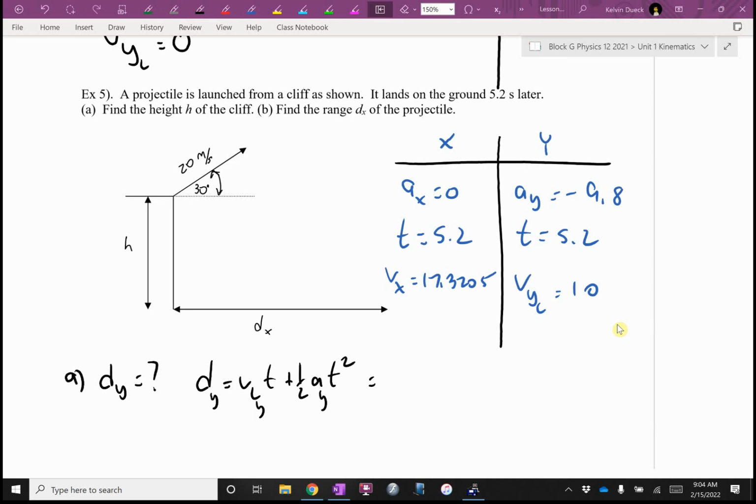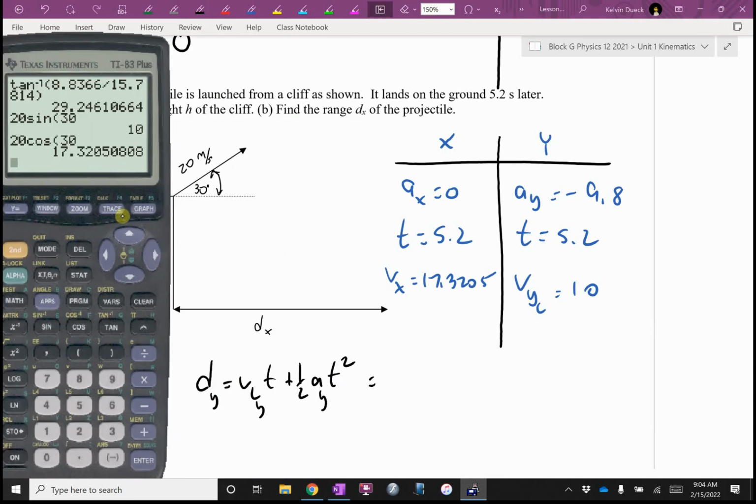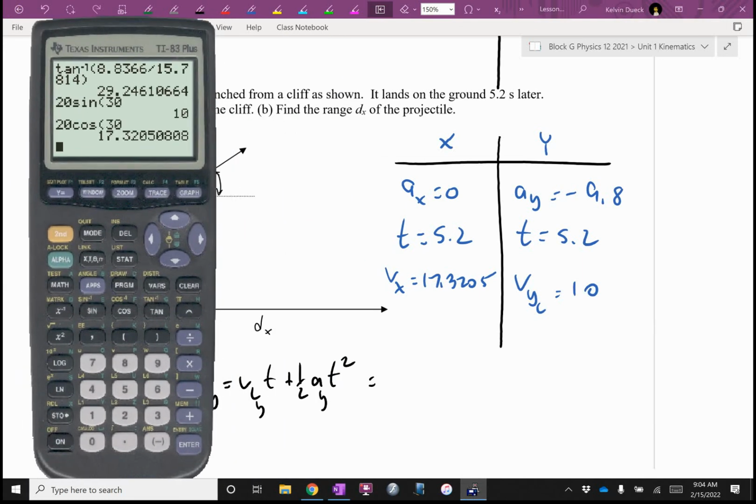I'm going to go straight to plugging in numbers on my calculator. On a test, I would write out the numbers on my next line just to make sure I don't make a silly mistake, and so Mr. Dewick can give me part marks if I make a typo on my calculator. But here, I'm going to go 10 times 5.2 plus 0.5 times negative 9.8 times 5.2 squared. ViT plus a half AT squared.